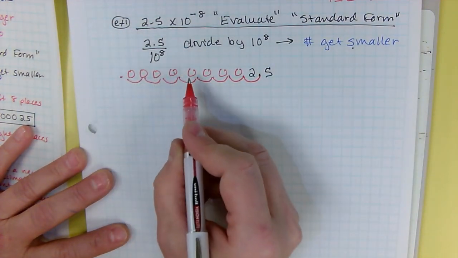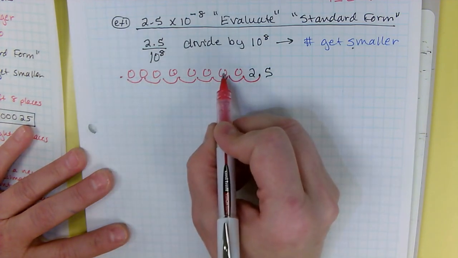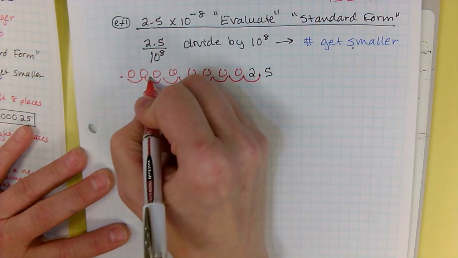1, 2, 3, 4. Let me make sure I've got the right number of zeros here. 1, 2, 3, 4, 5, 6, 7. Nope, I don't. There we go.